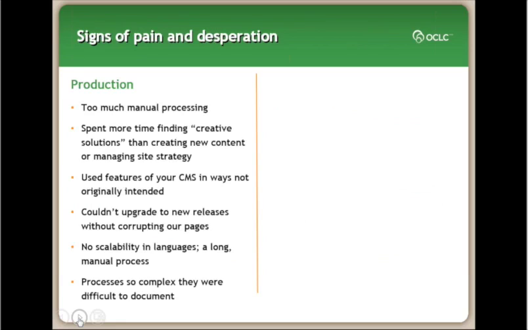So this may be where you are now. On the production side of things, there's way too much manual processing. You spend more time finding a creative solution to a problem than creating new content or managing your site strategy. You use features of your CMS in ways that they were not originally intended. And there's no scalability in languages. Every time you want to add a new language, it's a huge, painful, long manual process.